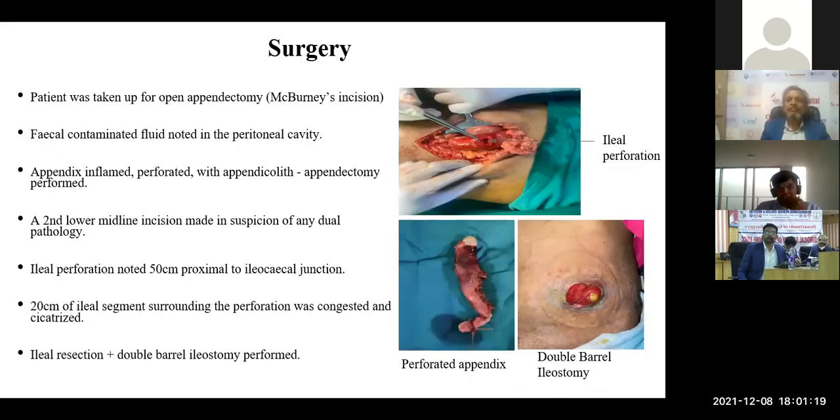The patient was taken up for open appendectomy using McBurney's incision. Fecal contaminated fluid was noted in the peritoneal cavity. The appendix was inflamed and perforated with appendicolith, and appendectomy was performed. A second lower midline incision was made in suspicion of dual pathology. Ileal perforation was noted 50 centimeters proximal to the ileocecal junction. 20 centimeters of ileal segment surrounding the perforation was congested and cicatrized. Ileal resection was done along with double barrel ileostomy.